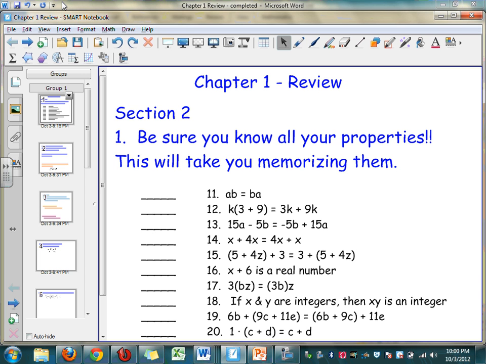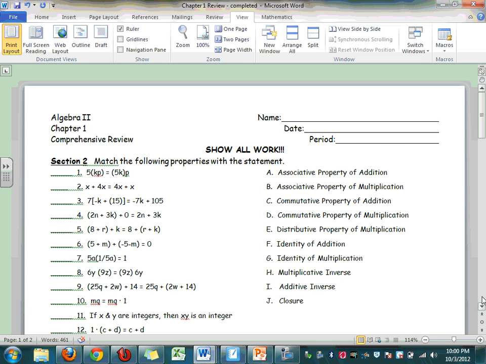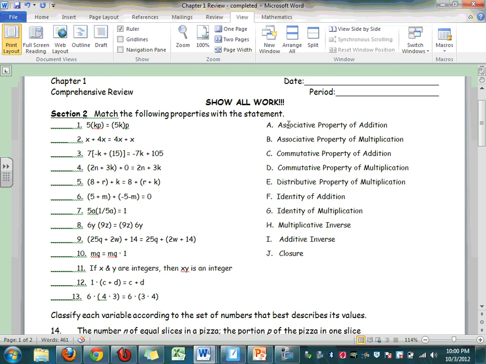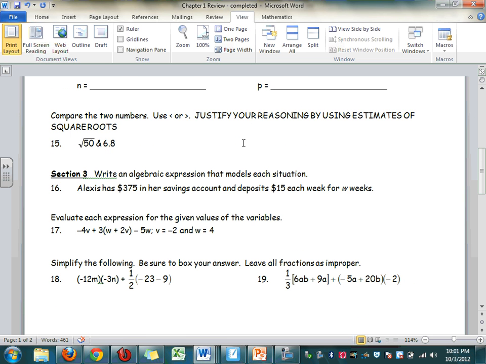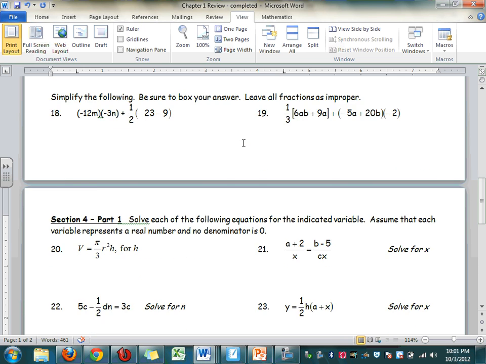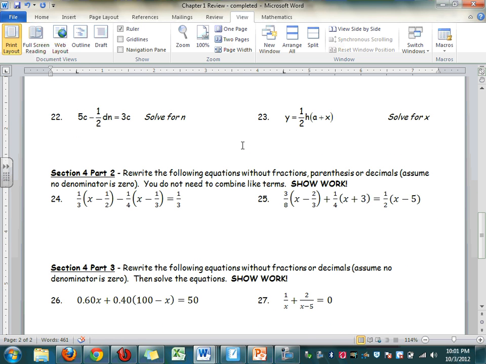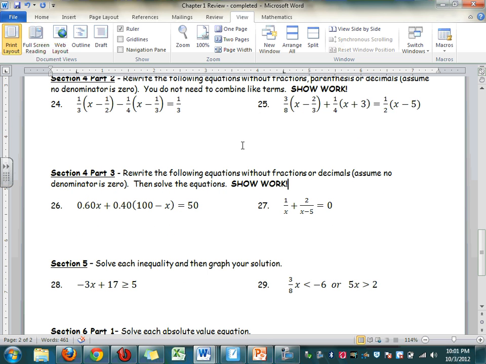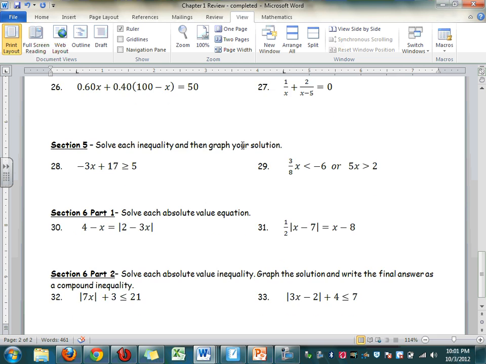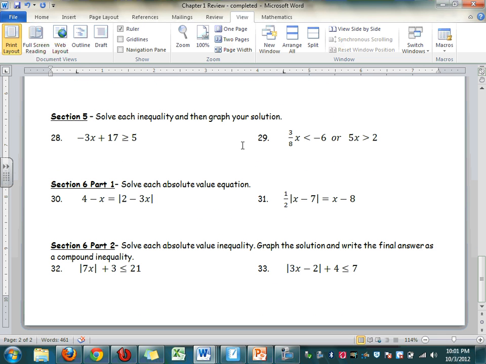And what I want to talk to you about is each section. So if I quickly look at your lovely review, this is what we have. Section 2, we have our multiple choice, match the following properties with the statement, classify, compare. Section 3, I'm showing you what you need to go and do over there. Section 4, there's 3 parts. Part 1 is solve for variables. Part 2 is getting rid of the fractions. You do not need to combine like terms, just get rid of all your fractions, parentheses, or decimals. And part 3 is solve those fractional equations. Part 5 is the inequalities. Part 6 is the absolute values, and those are part 1 and part 2 also.